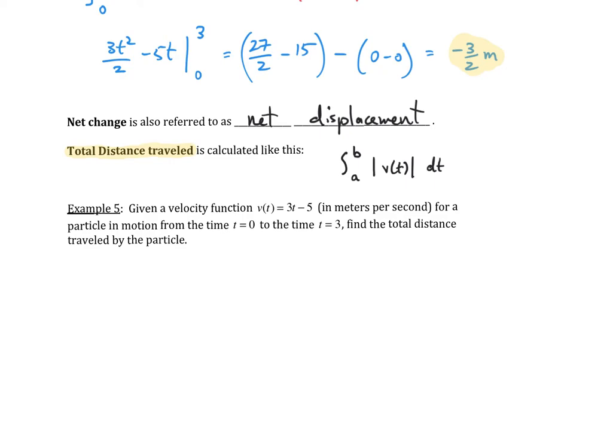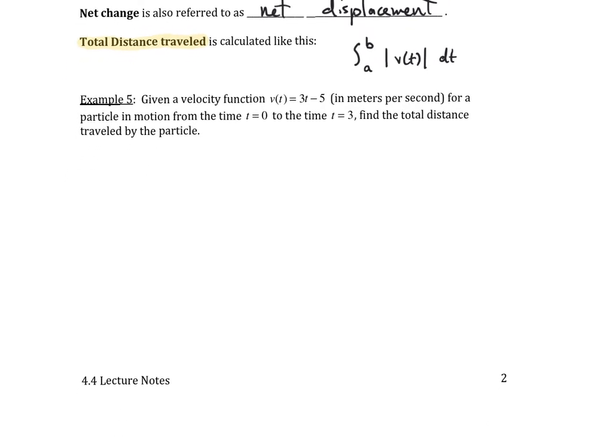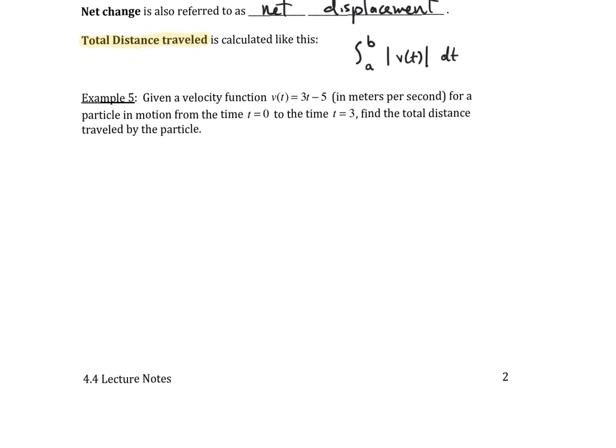And now we're just applying it in the special case where the function we're working with is the velocity function. Let's take a look at example 5. Example 5 is going to be a good example for us to look at this. We're given a velocity function, v of t equal to 3t minus 5, again measured in meters per second, and we're going from t equal to 0 to t equal to 3. But this time we want to find the total distance traveled by that particle.